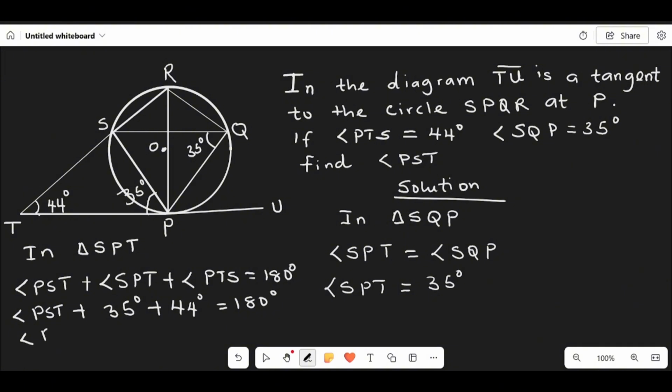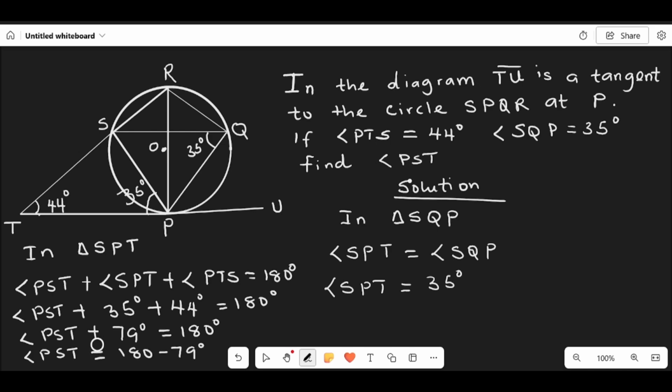Angle PST plus 35 degrees plus 44 degrees will give us 79 degrees. 79 degrees equals 180 degrees. So angle PST equals 180 degrees minus 79 degrees.